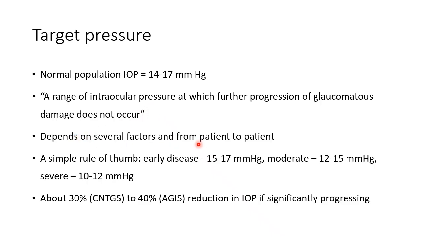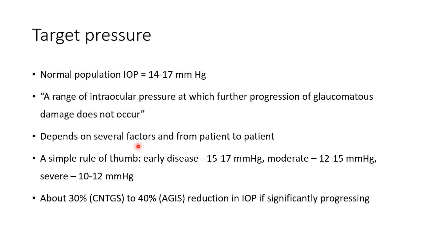It depends on several factors. Of course, there are so many risk factors. So you might want to set a lower target pressure for somebody who has thin CCT, etc. It depends on the risk factors, and of course it depends from patient to patient. For example, in an older patient, you might want to set a lower target pressure, in an older ocular hypertensive, for example. It also depends on the race of the patient.